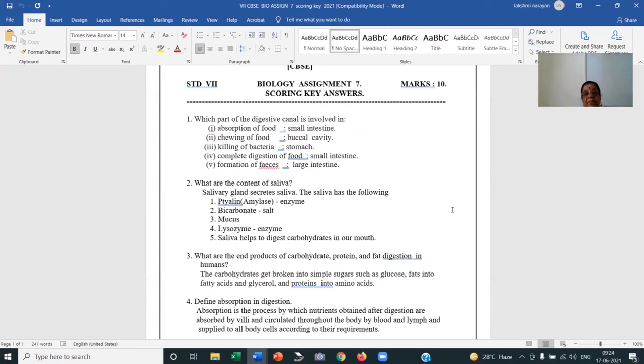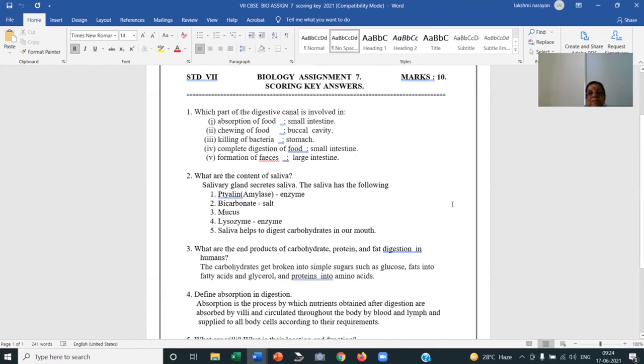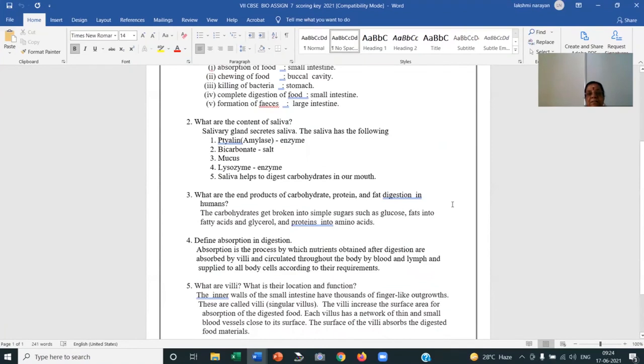Then what are the contents of saliva? Salivary glands secrete saliva. It has ptyalin, the P is silent there. Ptyalin is an amylase enzyme. Then bicarbonate salt, mucus, and lysozyme. Saliva helps to digest carbohydrate in our mouth, and lysozyme acts as an antibacterial agent.